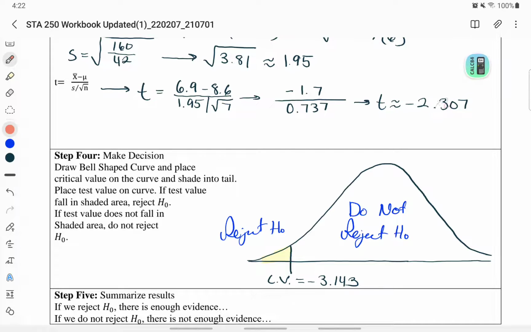Our test value is negative 2.307. That will land on the left side, but it'll land over here. And because it does not fall within the critical region, we do not reject the null hypothesis.